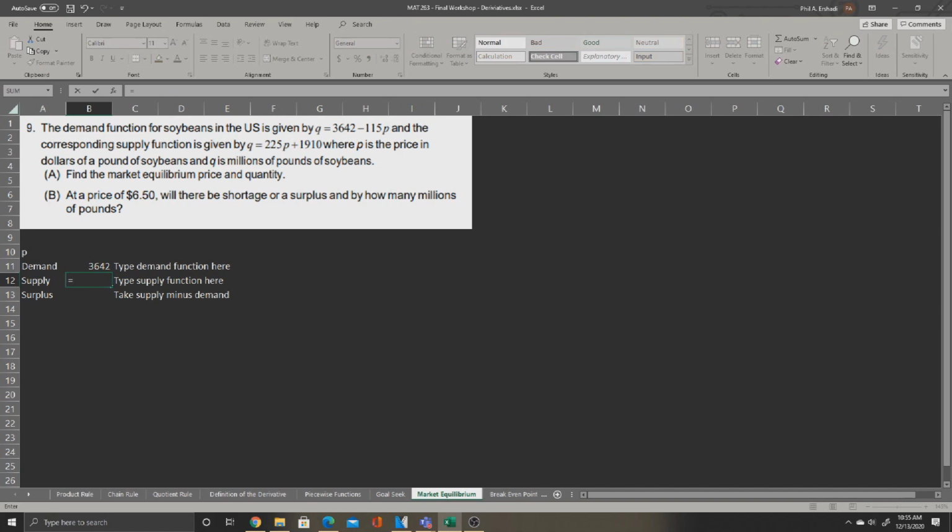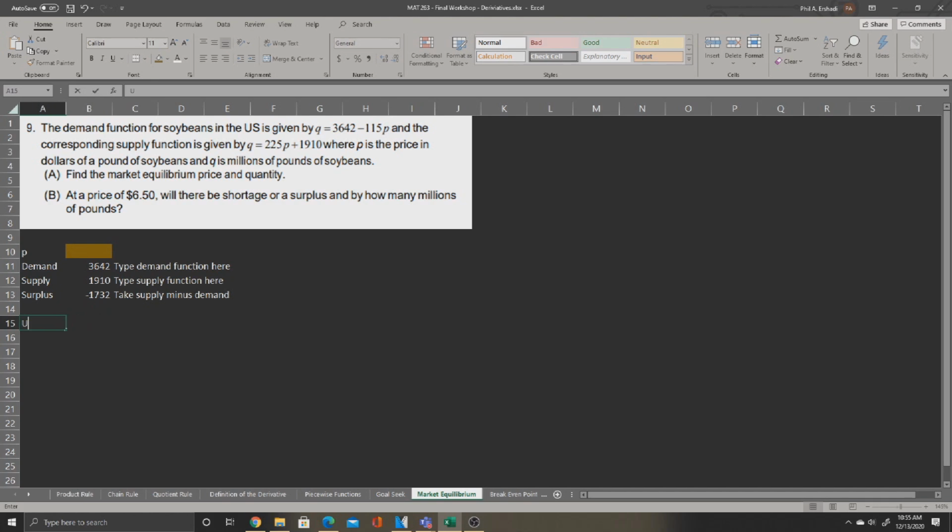For supply, we enter 225, multiply times P. Again, click the empty box, plus 1910. And then surplus is supply minus demand. Just click the corresponding boxes, so equals the supply box minus the demand box. So our answer for price will appear in that position. So we'll paint that gold.